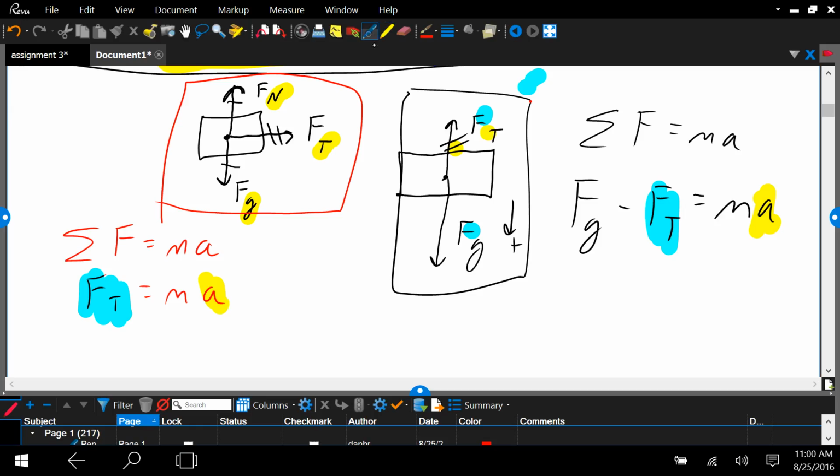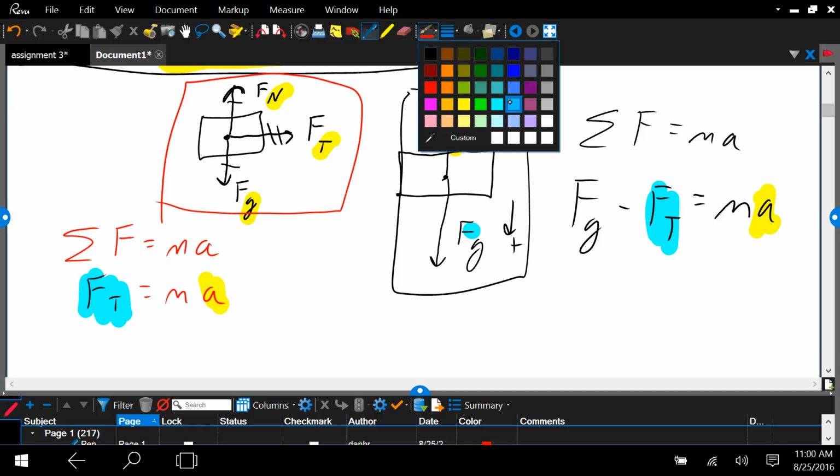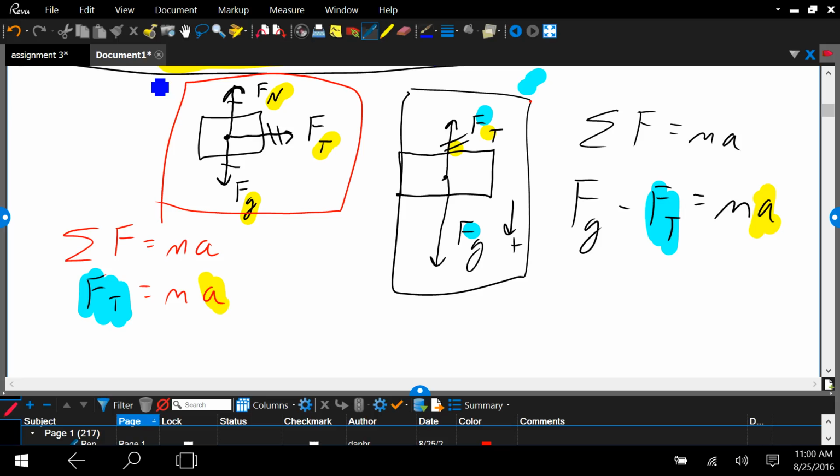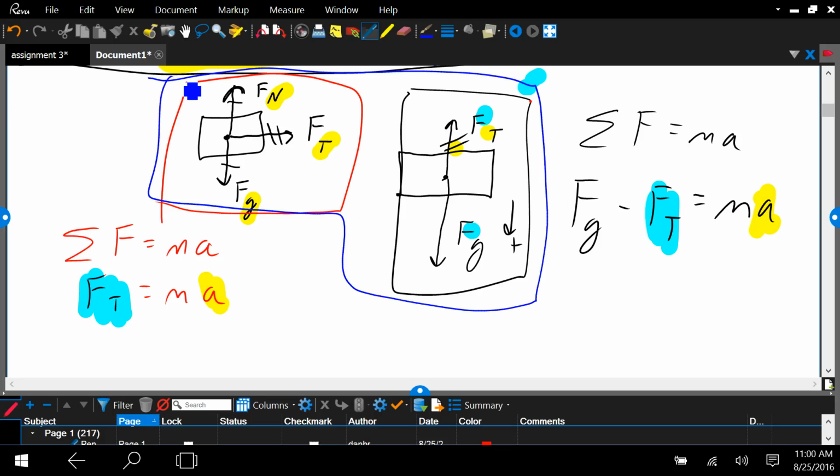There's another way to do the problem. The other way to do the problem is I can do a system that covers all of them, like this. Notice the system now encompasses both boxes and all the forces. And so I can consider that my pulley is just changing the direction of the force, and that this Ft is really in the same direction as Fg. That is, it's making everything in the system accelerate.